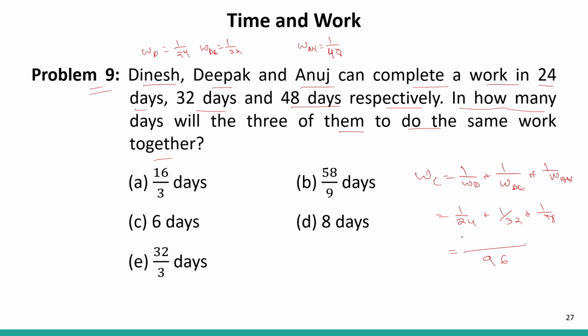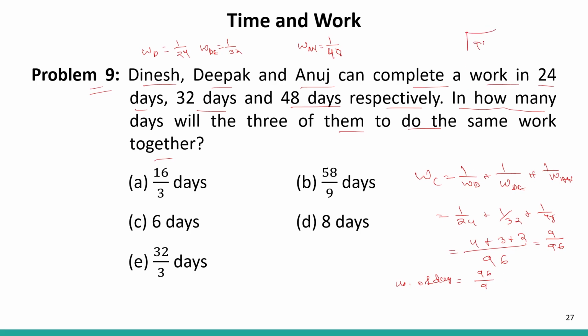So it will be what? It will be 4 plus 3 plus 2. That will equal 7 plus 2, which is equal to 9. So 96 by 9. So what will be the number of days? So number of days is equal to 96 by 9. Right. So let's try to divide 96 by 9.